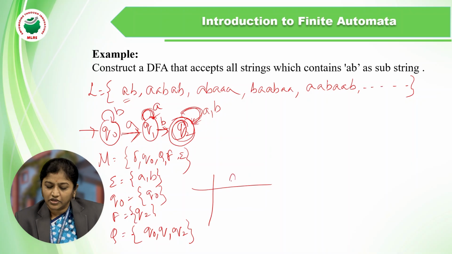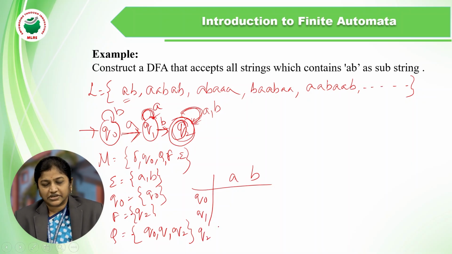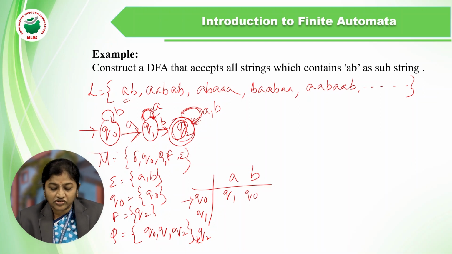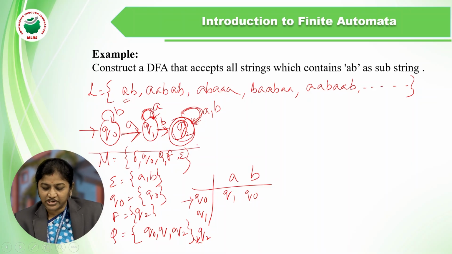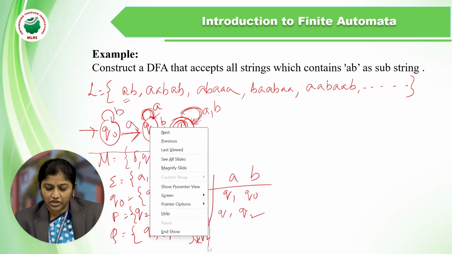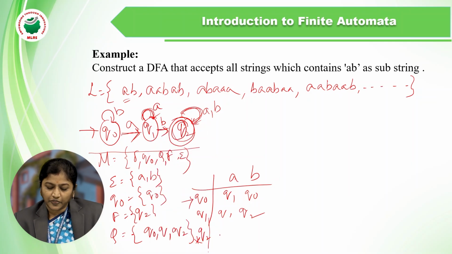A comma B, how many states are there? 3 states, Q naught, Q1, then Q2. Okay, in the transition table also you should indicate the start state as well as the final state. Okay, Q naught on A is Q1. Q naught on B is Q naught. Q1 on A, just check this transition diagram. Based on this transition diagram only, we are going to write this table. So Q1 on A is what? Q1. Q1 on B is Q2. Okay. Next, Q2 on A is Q2. Q2 on B is Q2.